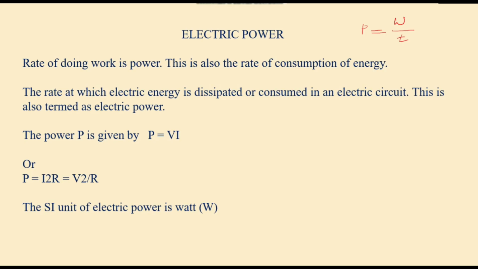So P is equal to VI, which we found in the previous lecture. The rate at which electric energy is dissipated or consumed in an electric circuit is also termed electric power. The power P is equal to VI. Work is VQ, so power is VQ by T, where Q is equal to IT. We put this in the equation and finally we get P is equal to VI.